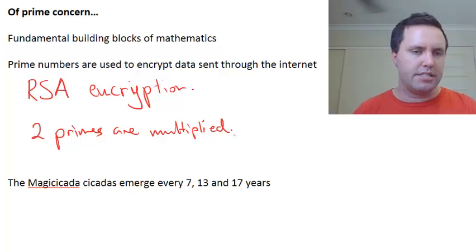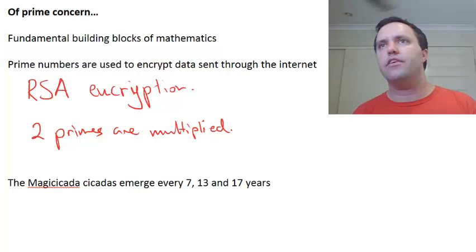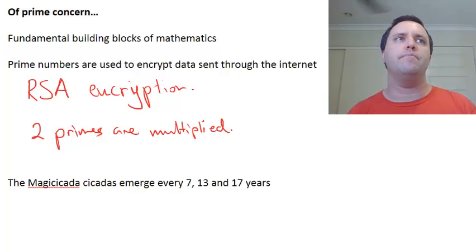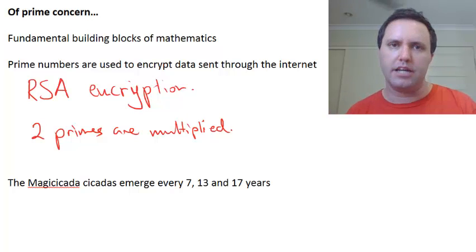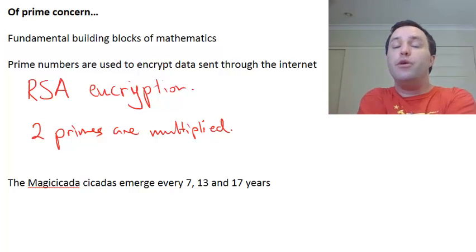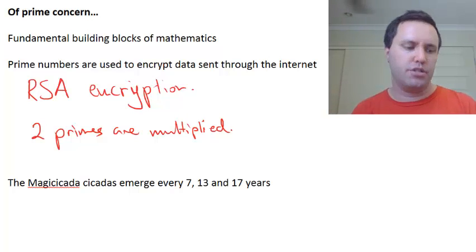The point is that when these two primes are multiplied together, they get another number that's also hard to factorize, because its two factors are two incredibly large prime numbers, and the amount of computing power it takes to undo RSA encryption is just humongous. So it's a great way of keeping our data secure on the internet.